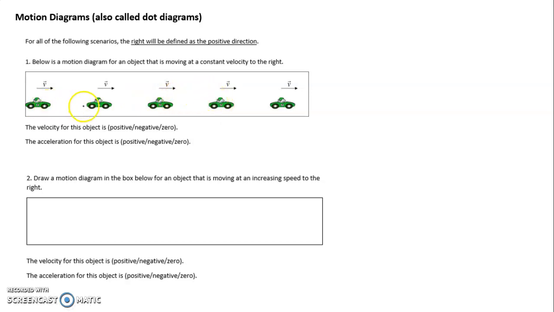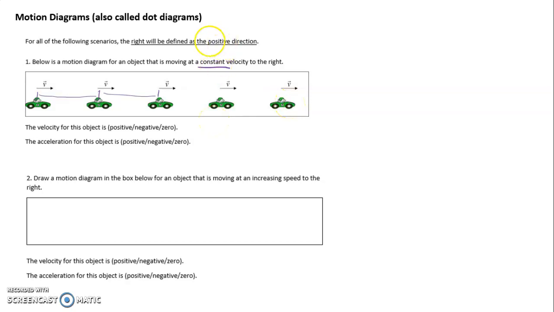And in this diagram, since the car was traveling equal distances in between each time period, whatever the time period is, since it was traveling the same distance each time period, then the velocity is constant. Okay? And so it's just like taking a picture every second or every tenth of a second, whatever the case may be, and laying all those pictures together.